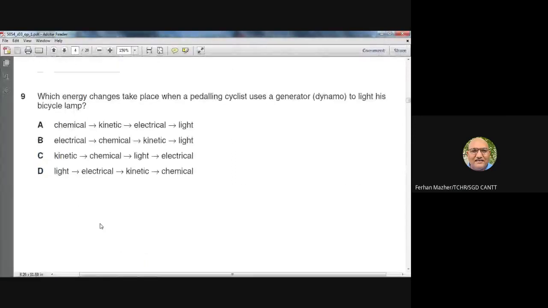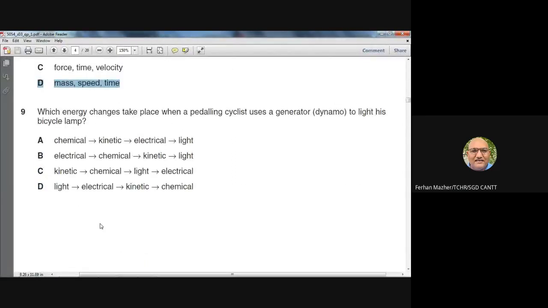Okay, so we are moving to the next question. The question number 9 is showing on your screen. Which energy changes take place when a paddling cyclist uses the generator dynamo to light his bicycle lamp?